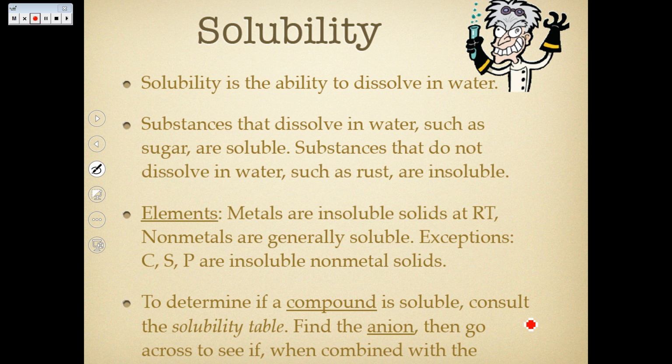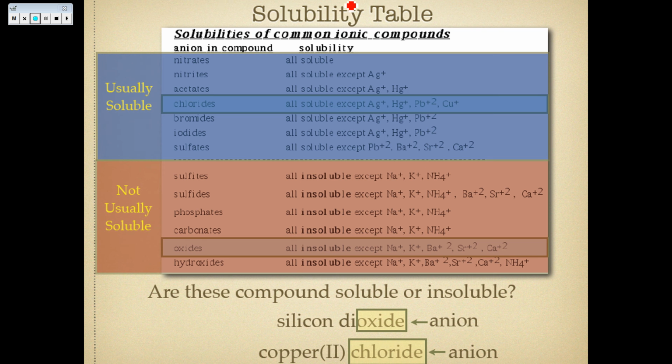To determine if a compound is soluble, you consult the solubility table. You find the anion, which is the nonmetal second part of the name, then go across to see if, when combined with whatever it's combining with, it is soluble or insoluble. So for example, this is the solubility table. Notice that the side is based on the anion name: nitrates, nitrites, acetates, chlorides, bromides, iodides, sulfates, sulfites.